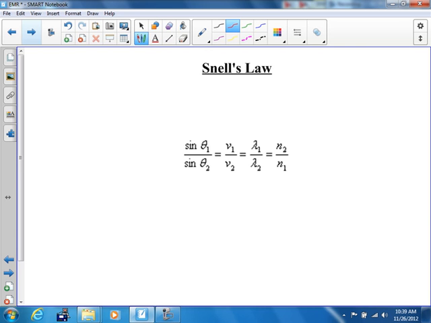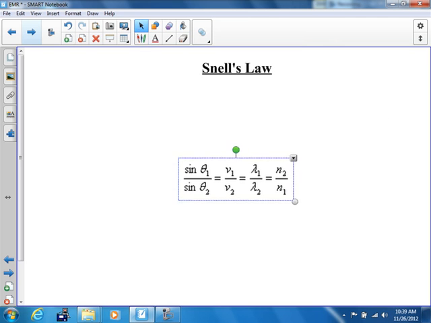Snell's Law is essentially an equation for us that relates everything that changes together. It relates the angle to the speed, to the wavelength. All three of those things change, right? To the index of refraction. I'll draw a little picture here and label some of these things. Actually, let's create a little bit more space here.